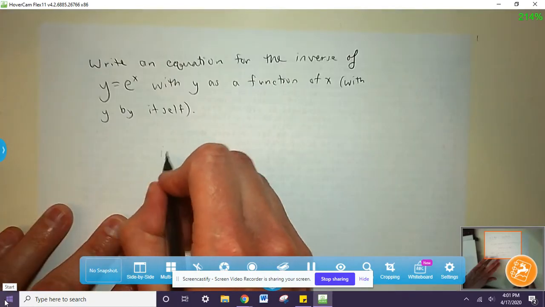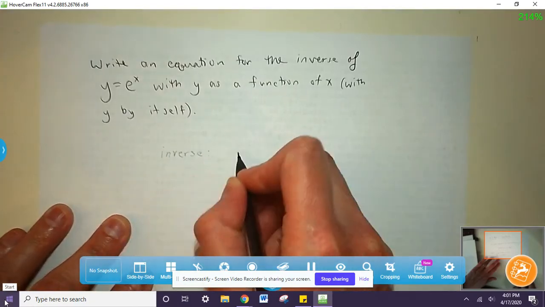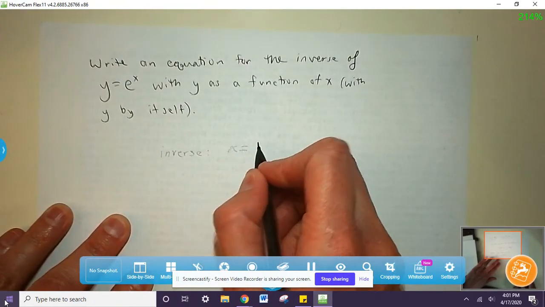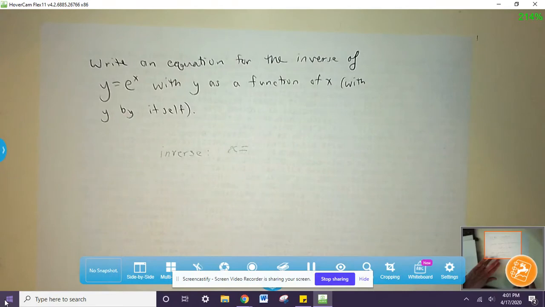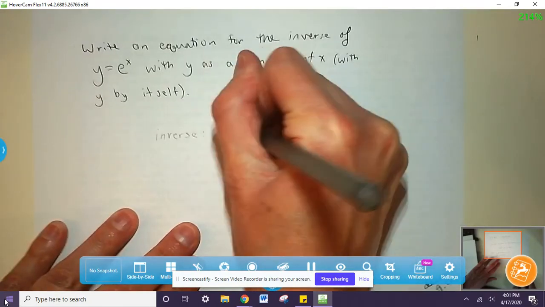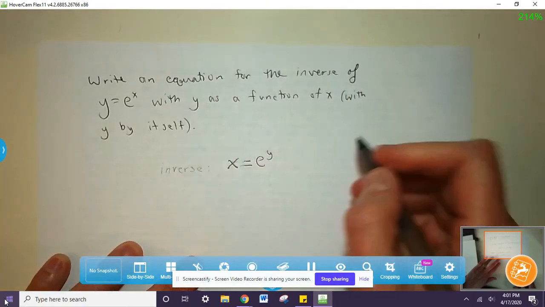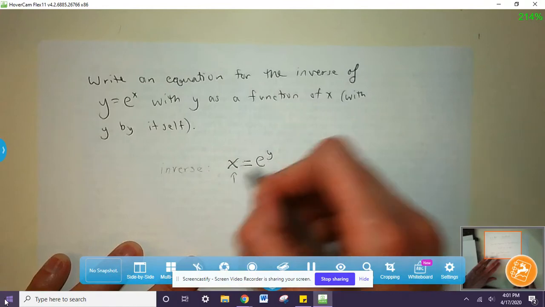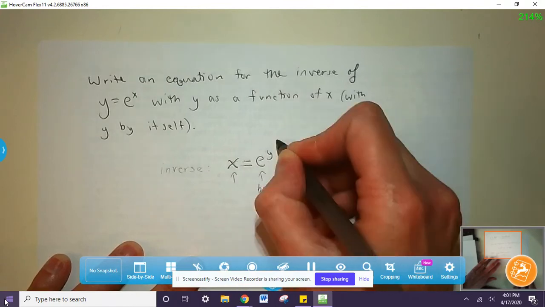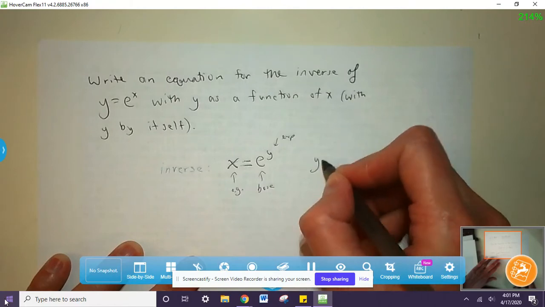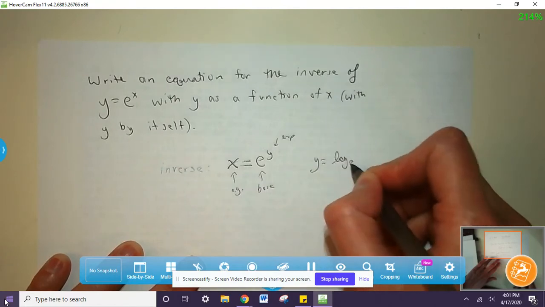So for the inverse, if we switch x and y, I think that's not showing up so well. Let me grab a pen instead of a pencil. Okay. So for the inverse, if I switch x and y, I have x equals e to the y. If I then rearrange the base, the exponent, and the other guy using the definition of a log, I'll have y equals log base e of x.